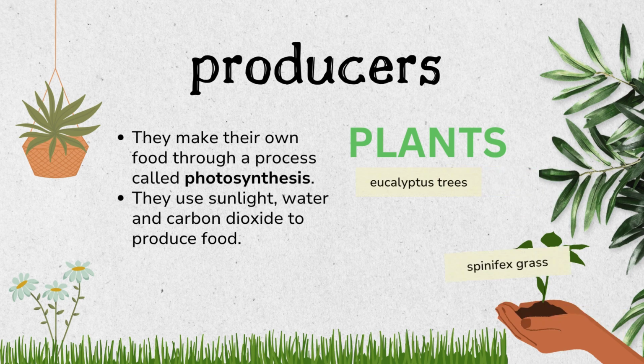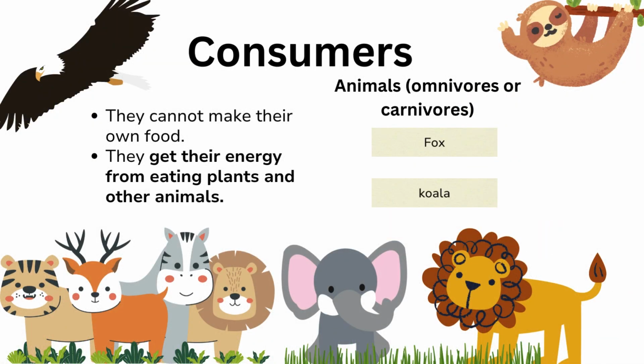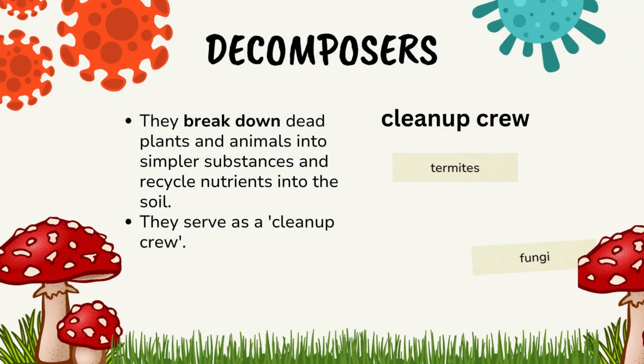The first part of a food chain starts with a producer. A producer is a plant because they make their own food through a process called photosynthesis. The second part are the consumers. They get their food by eating other plants and animals. The last part are the decomposers. They break down dead plants and animals to recycle into nutrients for soil.